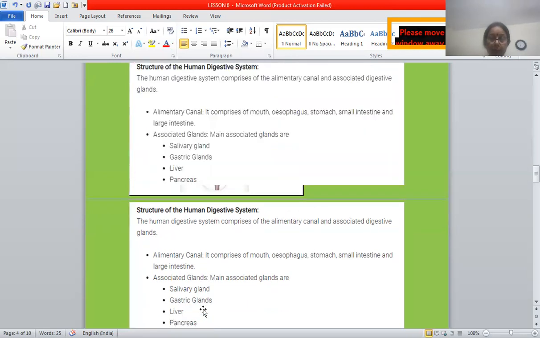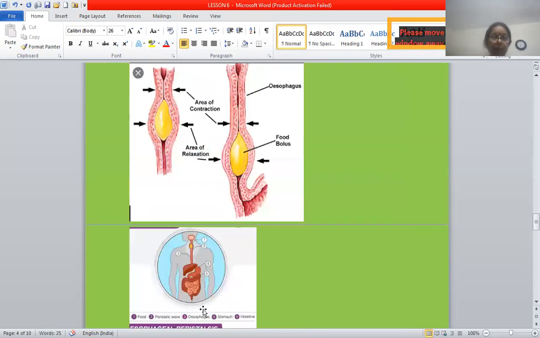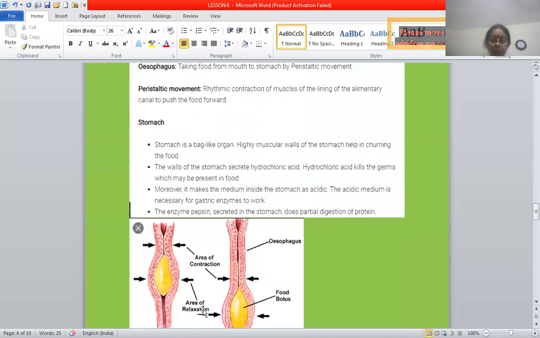I'll show you. From the mouth, the food comes into the esophagus. In the esophagus, no digestion takes place. The esophagus is a muscular tube that connects the buccal cavity with the stomach.